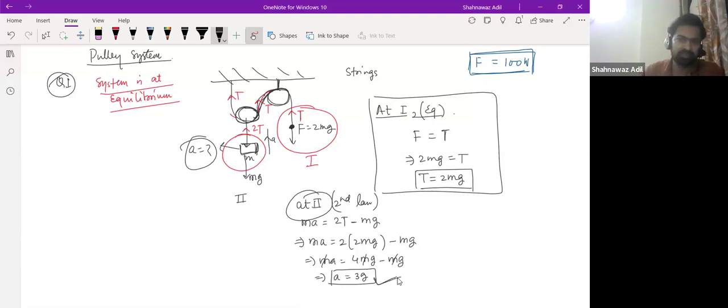Is it clear? So we have to apply the free body diagram in two parts, in this one and in this one. In this one, we'll apply the equilibrium condition. And in this one, because this is moving, we will apply the acceleration condition. So is it clear with everyone? If it is clear, please note it down. And then we'll do the second question, and then we'll get back to work, energy and power. So quickly note this one down.